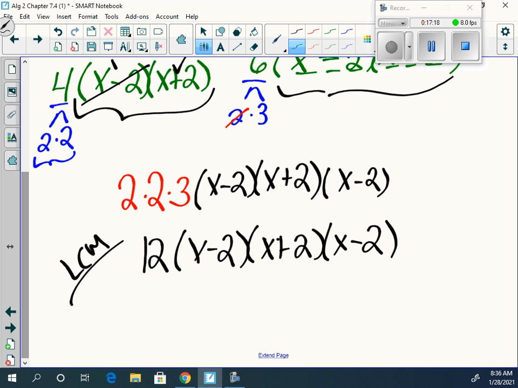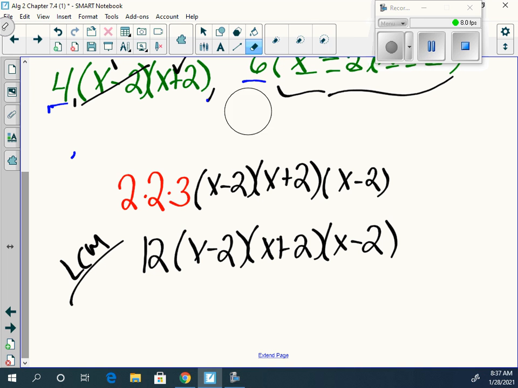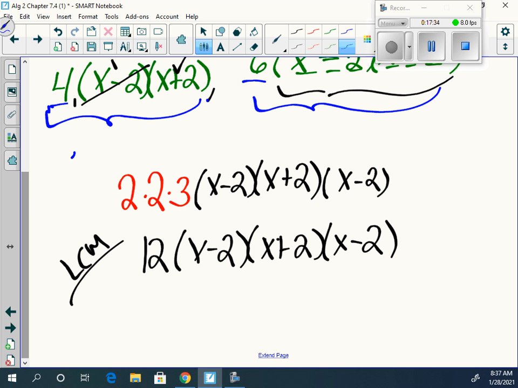Now, the goal with this here is to find out what the least common multiple is. What is the smallest term that I can turn this and this into the same thing? Because that's what our goal is for addition and subtraction. We want the denominators to be the same. So if the denominators were these two here, well, okay, the smallest thing I can turn it into would be this. Yes?